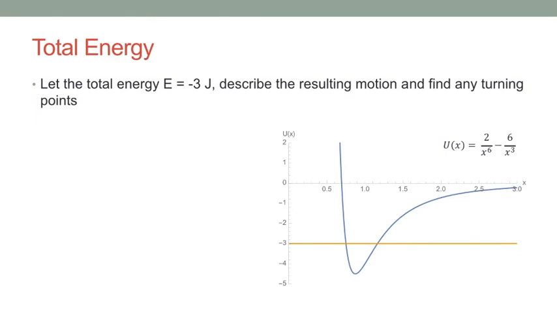Now we're going to take a specific example of this system. So we're going to have, for an example, a diatomic molecule where the total energy of the molecule will be minus 3 joules. And we want to describe the resulting motion and find any turning points. So here I've plotted the potential energy curve. And this orange line right here is the total energy. The blue is the potential curve.